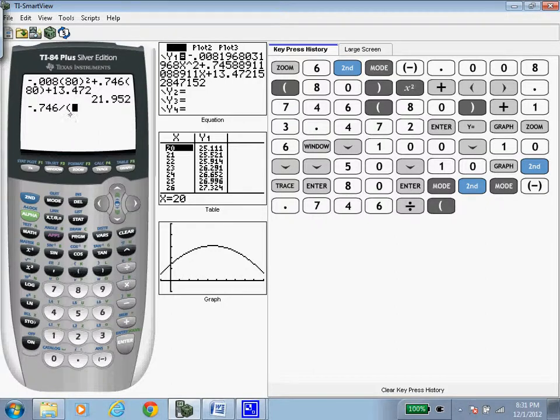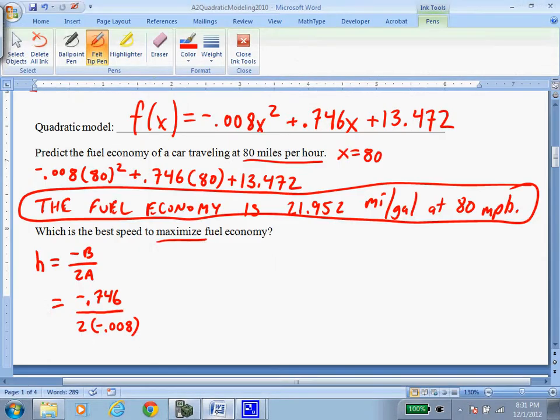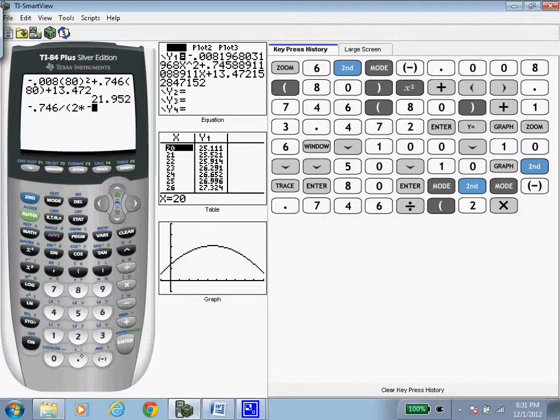Please notice too the fact that I'm using parentheses in the denominator. You will get the wrong answer if you do not do that. It might also be better if you just do the 2 times a separately and then do the calculation. It's up to you. Just make sure you're careful with it. And so, I get the answer there, 46.625. That's my h value.